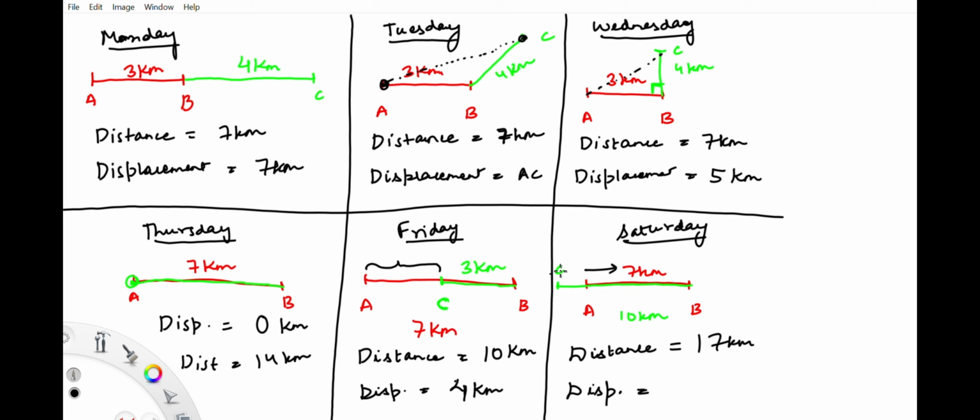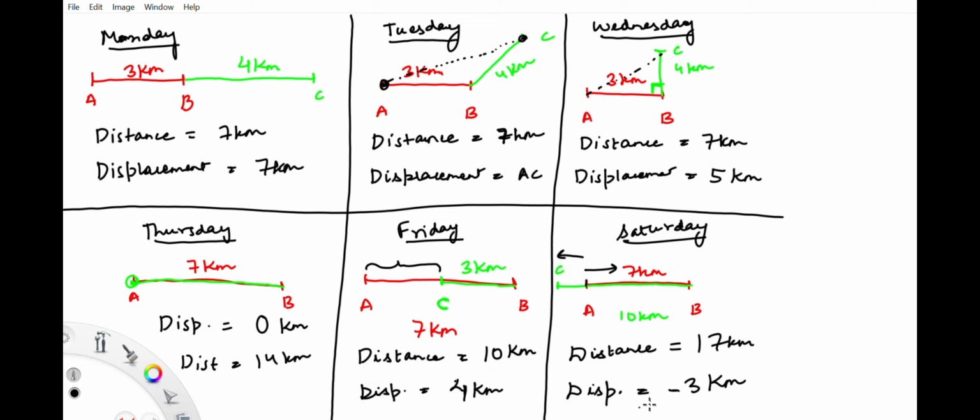And when I reversed from point B, I moved to point C like this. So I moved towards the left of my 0 mark. The green line is approximately 10 kilometers and this is 7. So my portion labeled as CA, which is my displacement, will be equal to 7 minus 10, which is minus 3 kilometers.